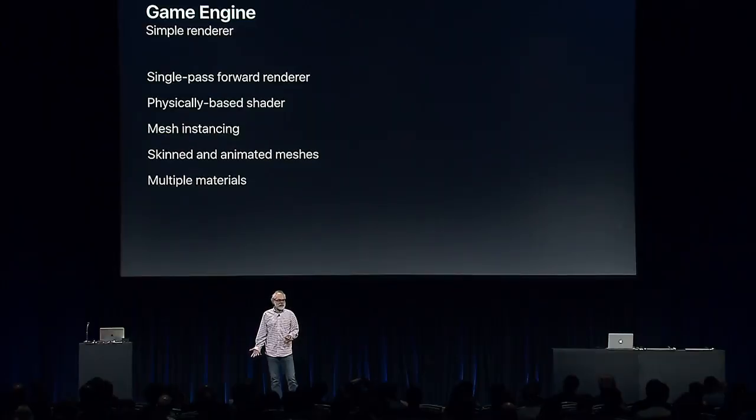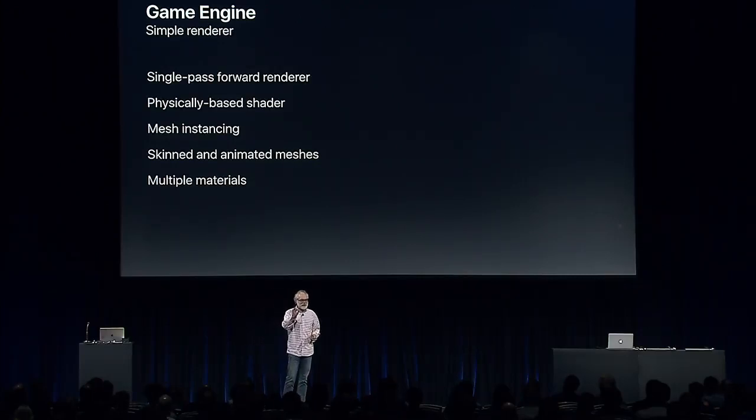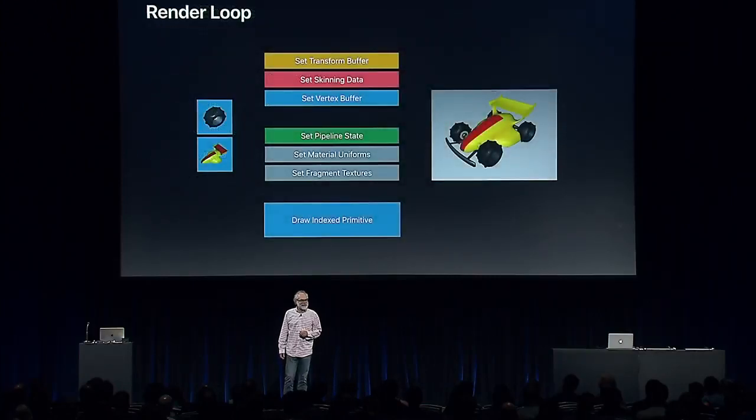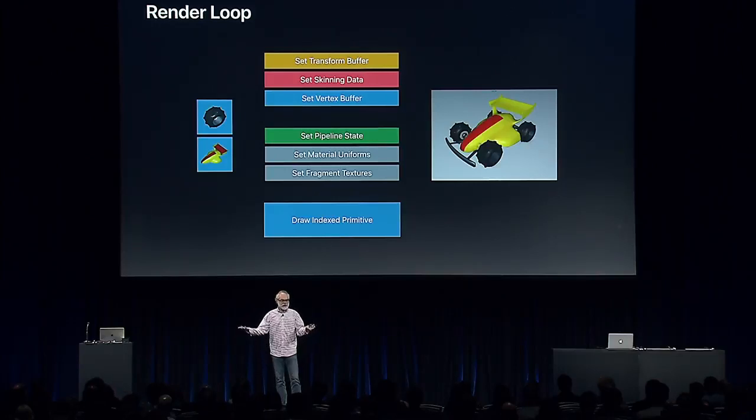So I'd also like to talk a little bit about the toy engine that we're going to put together. It's got a really simple renderer in it. It's all written in Swift and Metal. It's a single pass forward renderer, physically based shader, mesh instancing, skinned and animated meshes, multiple materials, ticking off lots of bullet points there. It's got a straightforward rendering loop. We have on the left side of the diagram some meshes to draw. And for everything that we want to draw, we're going to set transform buffers, skinning data, vertex buffers, set our pipeline state, material uniforms, fragment textures, and then we're going to draw indexed primitives to make the pretty picture.